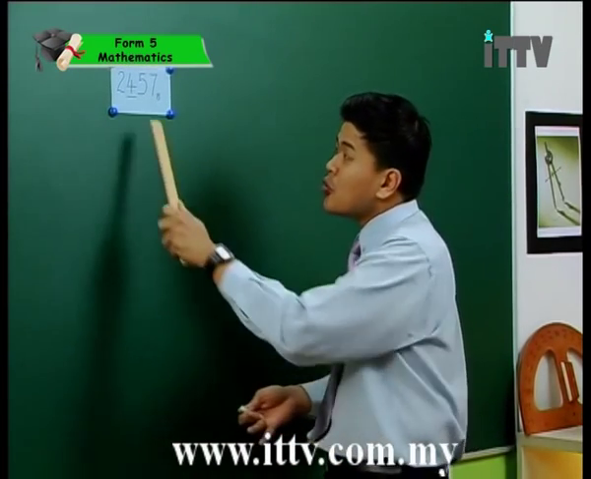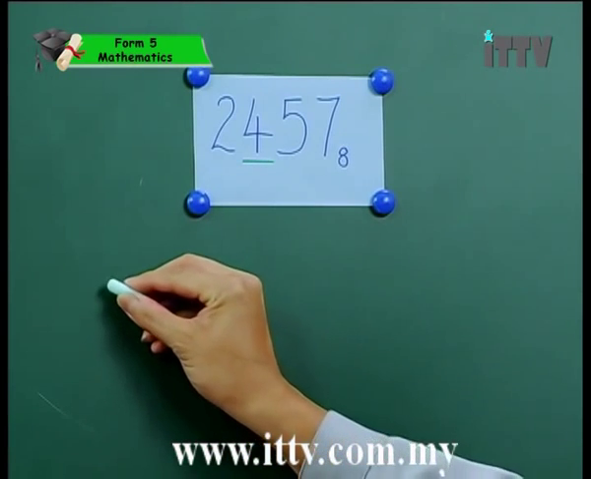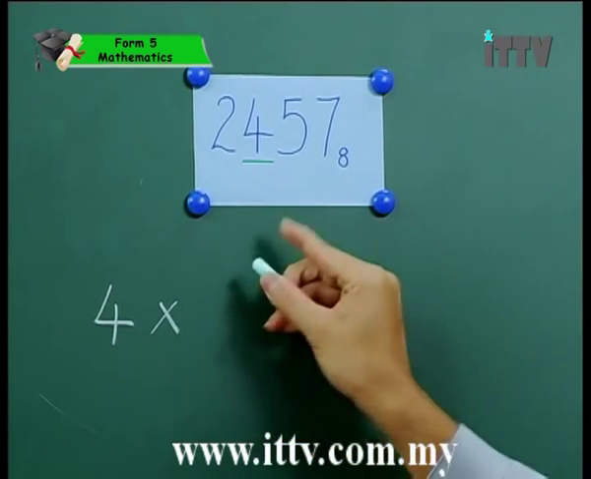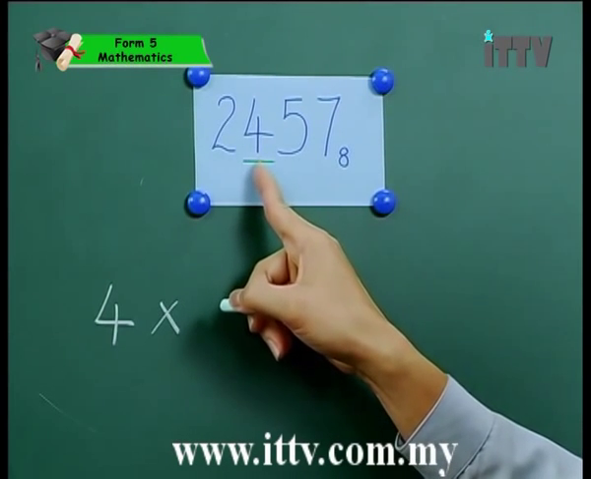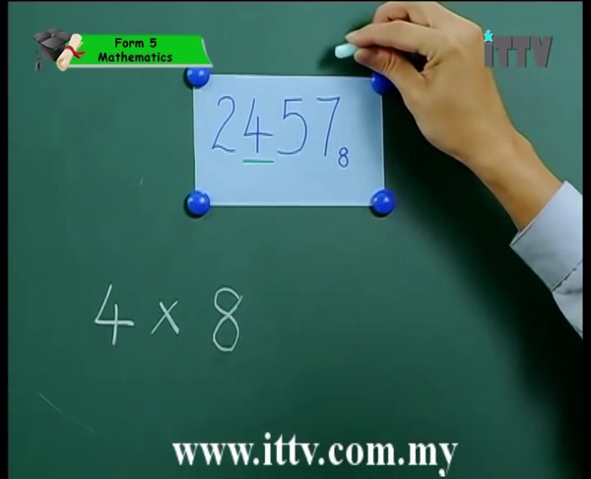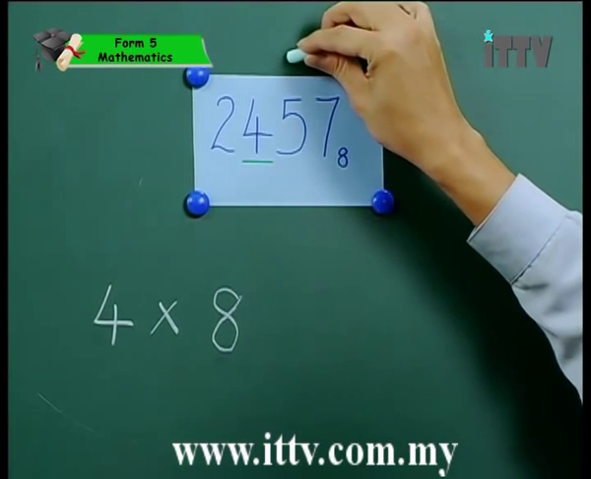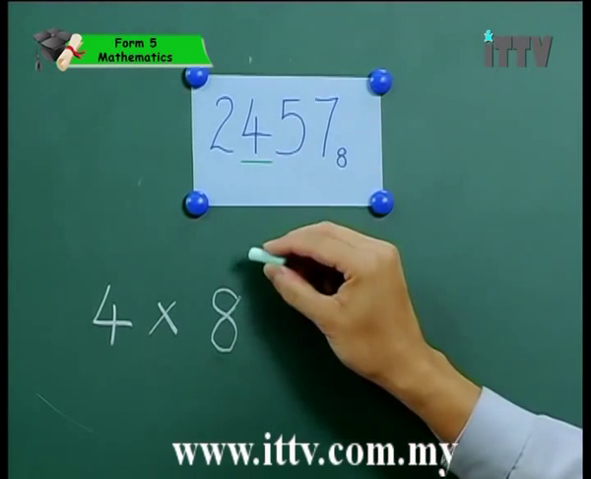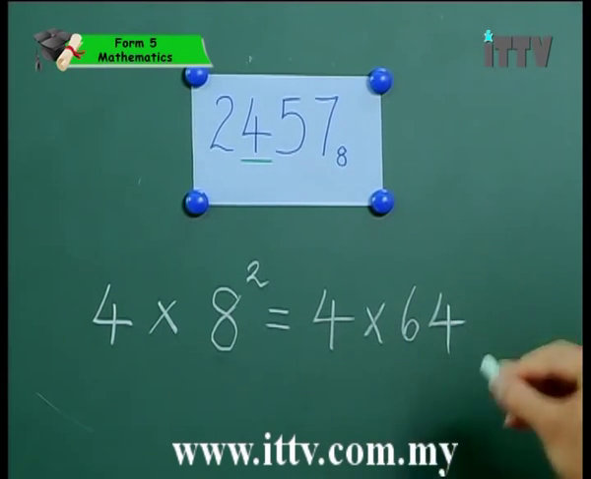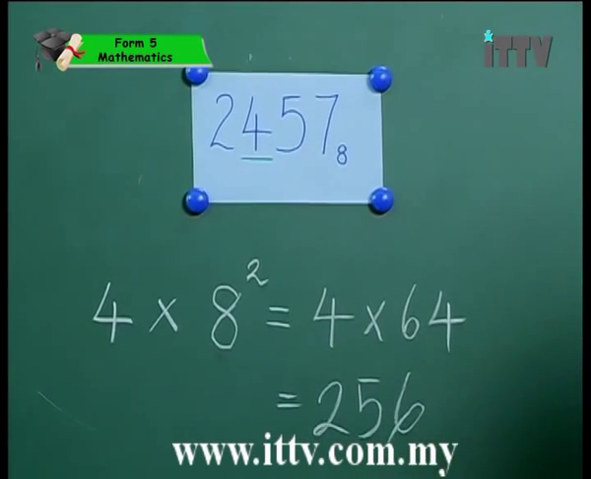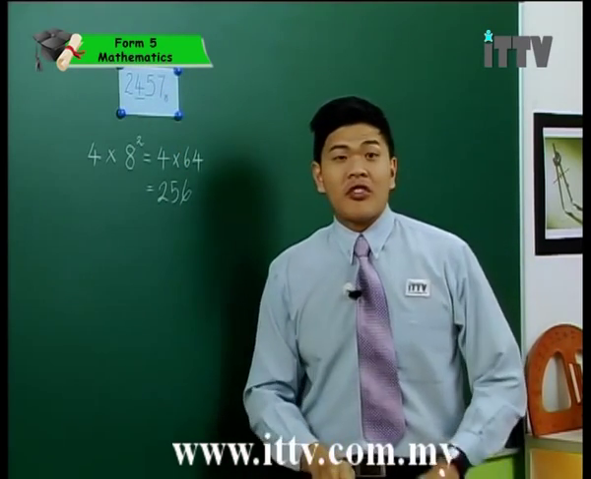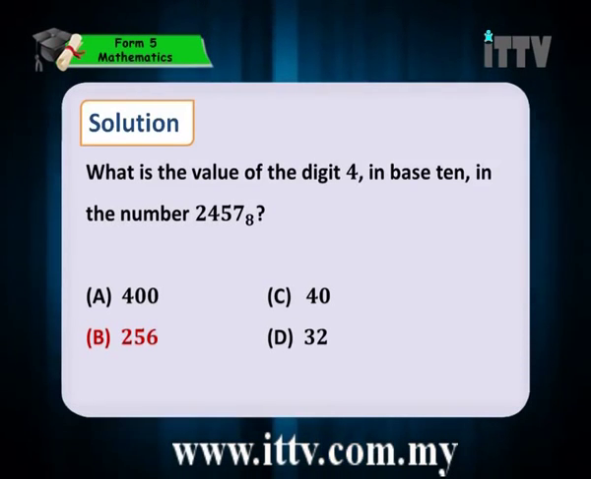To get the value of this digit 4 is very simple. We just have to take the digit 4, because remember, the place value is the digit multiplied by its place value. What is the place value of this position for a number in base 8? As we have seen in the table just now, we start from the right, 8 to the power of 0, 8 to the power of 1, 8 to the power of 2. So this is what we want. It will be 8 to the power of 2. So it will be 4 multiplied with 64, which gives us 256. So the value of the digit 4 in this number is actually 256 in base 10. So the answer is B.